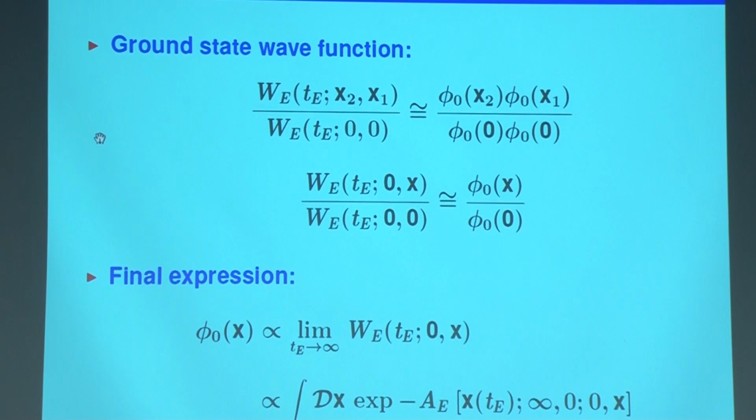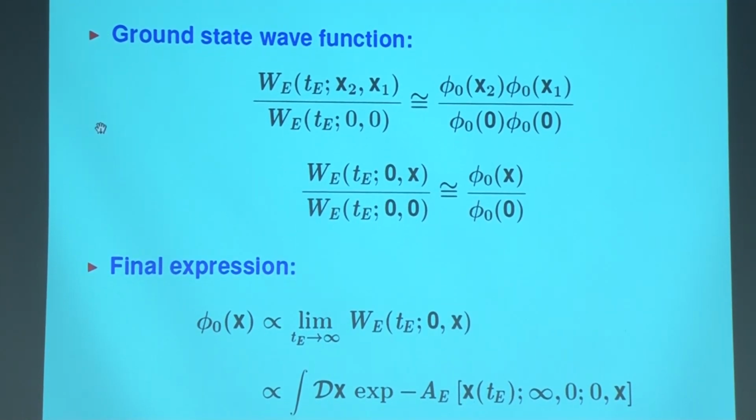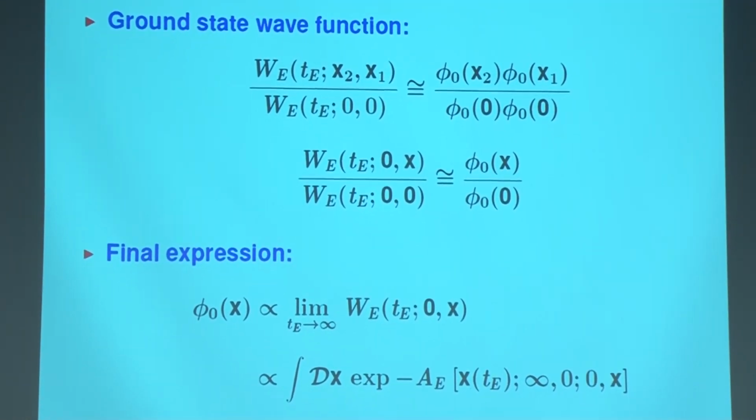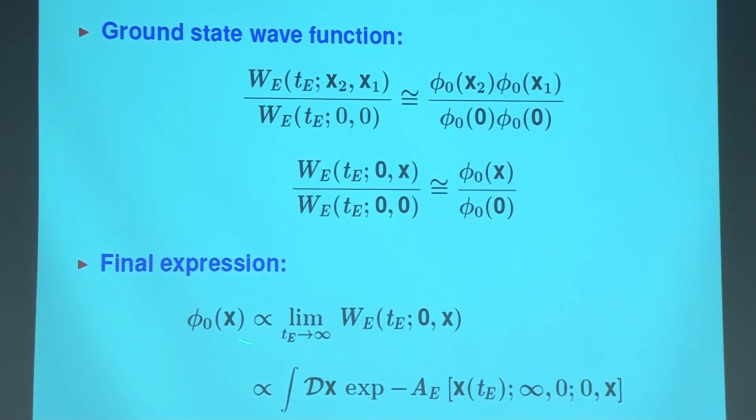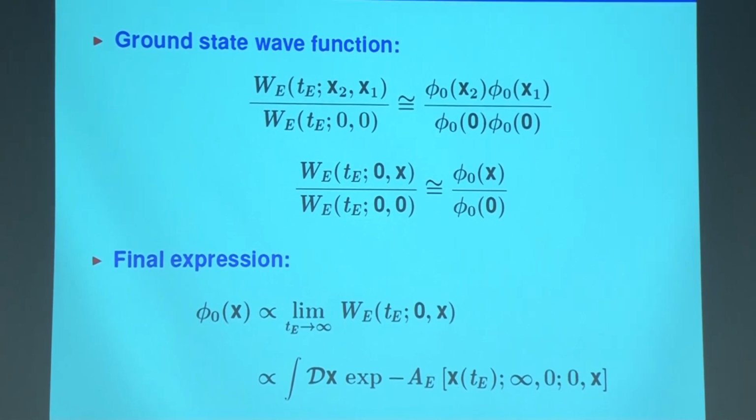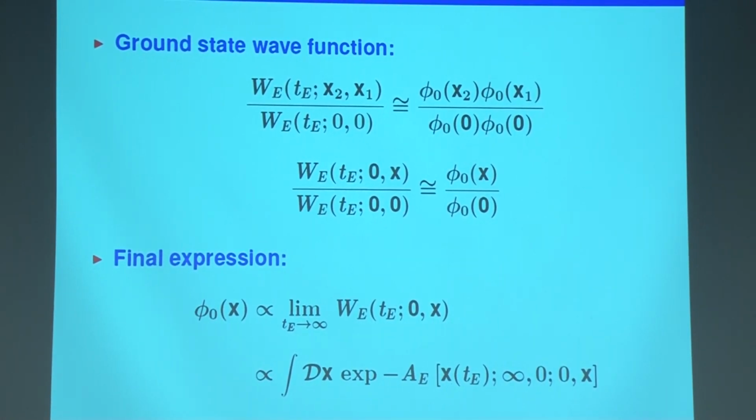Therefore, you get the result that the ground state wave function of a system is the limit t goes to infinity of this quantity. It is proportional to, but we do not care because the proportionality can be fixed by normalizing.